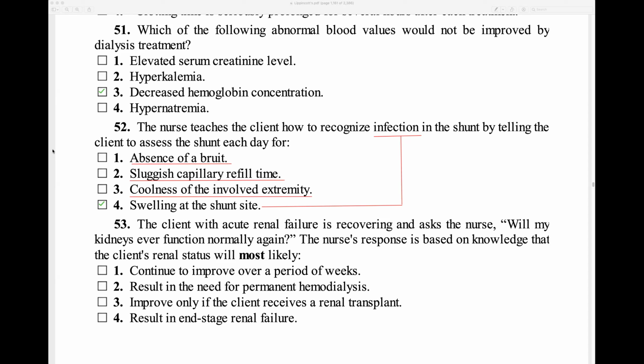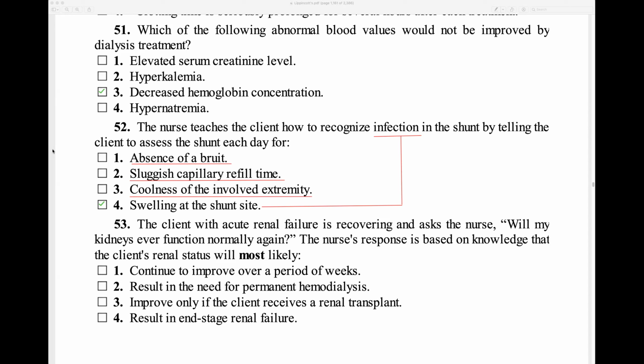So far in the few questions that we've done, the issue here is you're missing one key word. So please, when you are doing questions and practicing, read the question carefully and pick out the key word. For each question, try to find what the question is asking me. For example, you read this question: the nurse teaches the client how to recognize infection in the shunt by telling the client to assess the shunt each day for.